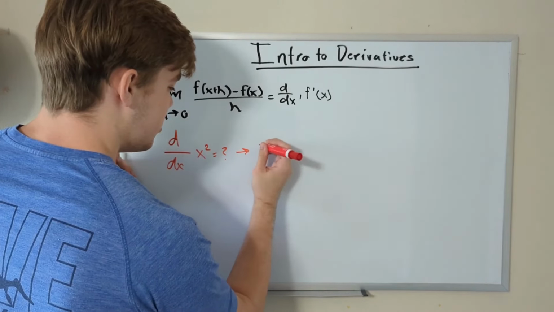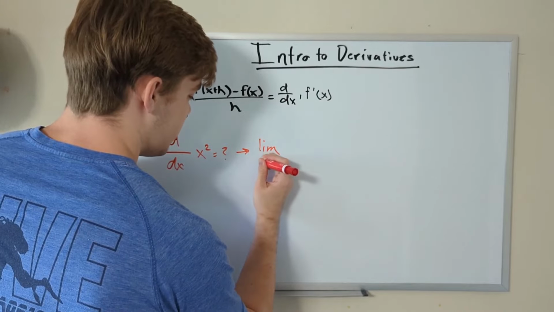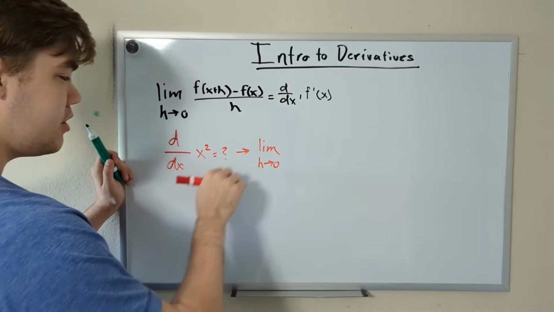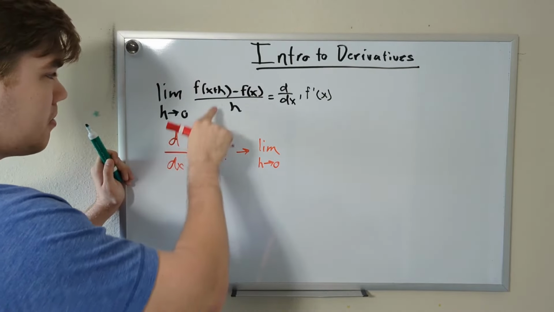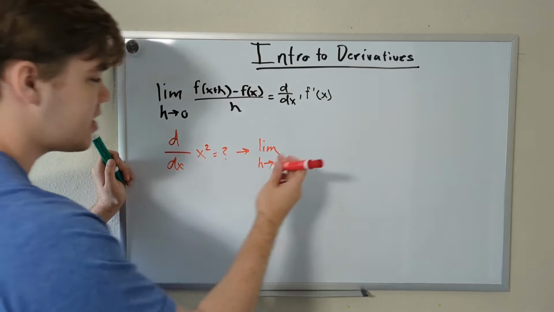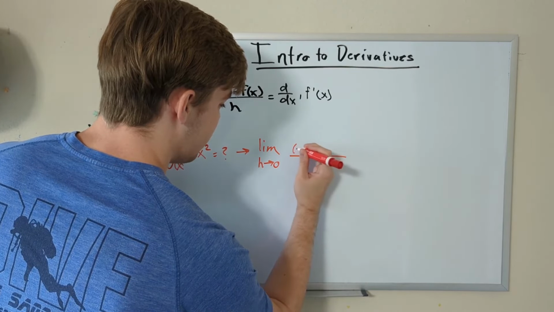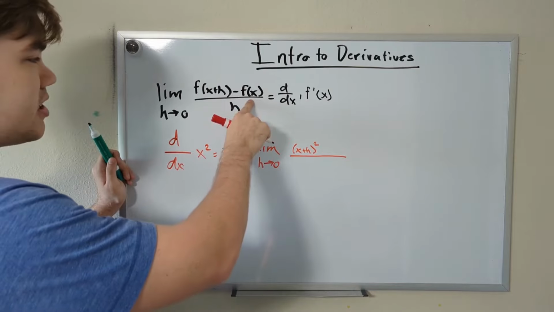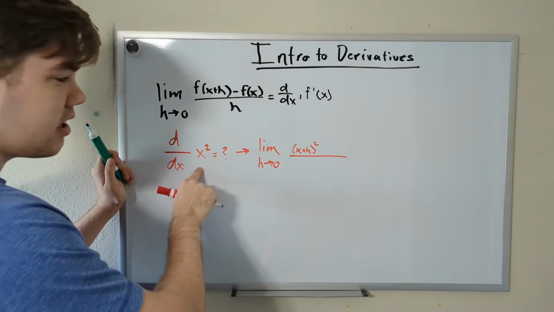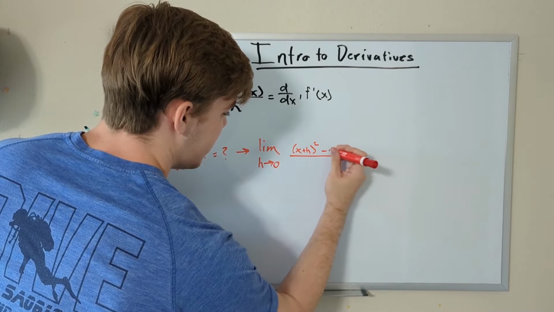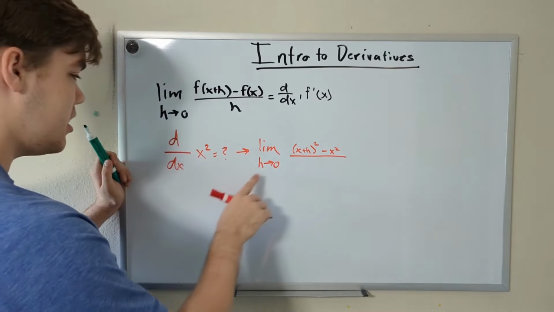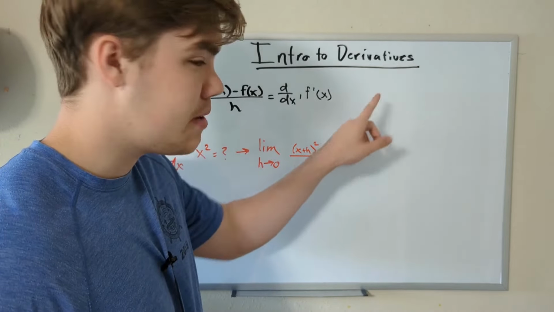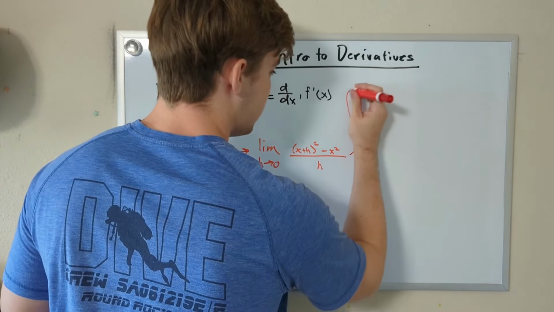This can be turned into the limit as h approaches 0 of f of x plus h, which is this equation, but replaced with x plus h instead of just x. So in the numerator, we have x plus h squared. And then here we just have minus f of x, which is just subtracting our function. So that would be minus x squared. And on bottom is just the variable h, which we can see right here. Let's bring this equation up here, so that way we have a little more room to work with.